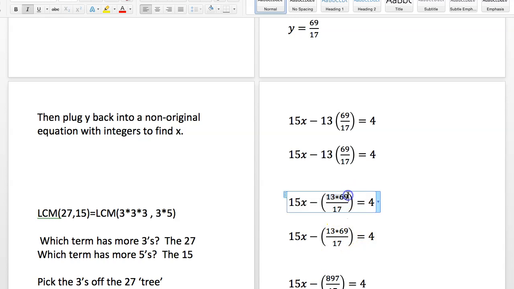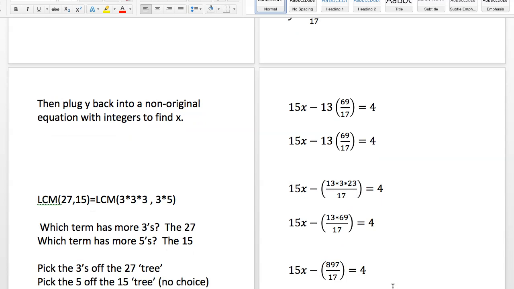Guys, the moral of the story, 3 times 23, if you look at this guy here, 13 and 17 are prime, so they're not going to cancel. 3 and 17 are prime, and they're not equal. 23 is prime, and it's not equal to 17. And because 897 is factorable into these three guys here, it's not going to cancel with 17 at all.